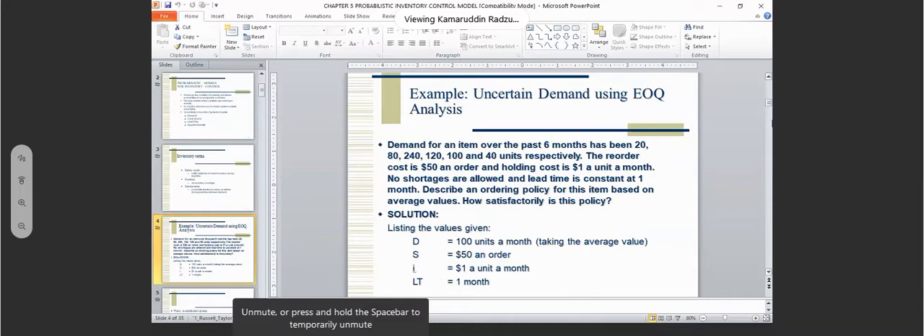So the question is how, based on this data, we need to develop the inventory policy. So we take out the important data to be analyzed based on economic order quantity. We have a demand of 100 units per month, ordering cost 50 ringgit per order, and holding cost is 1 ringgit.